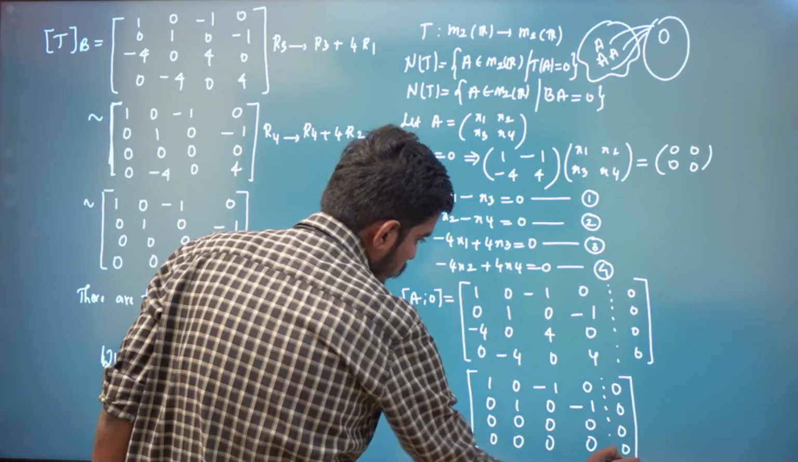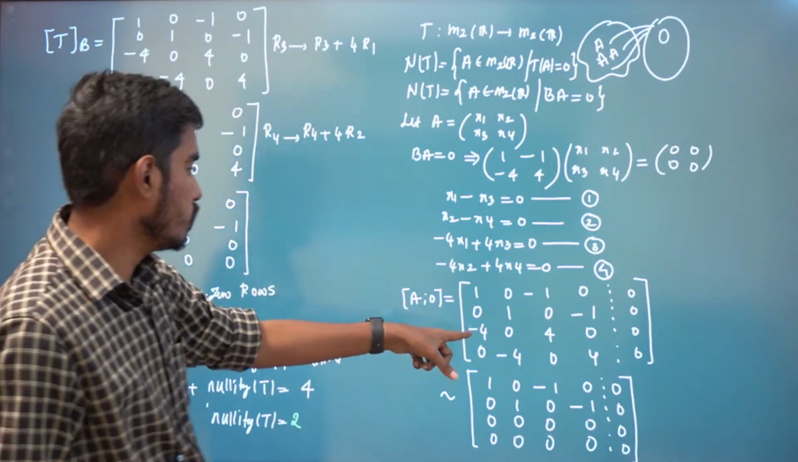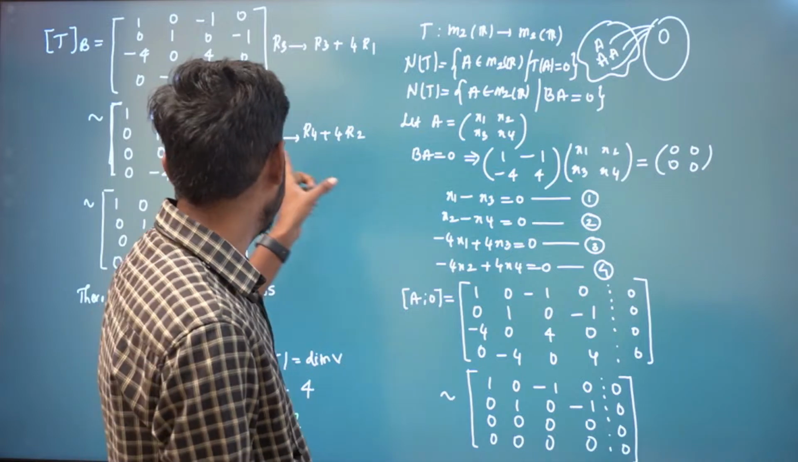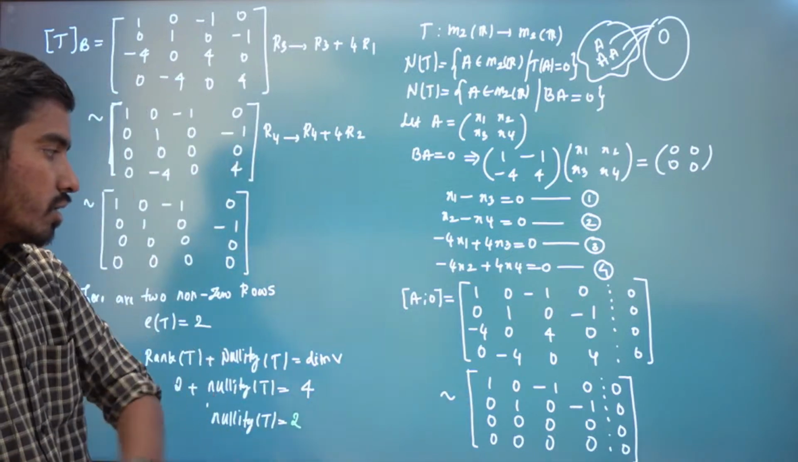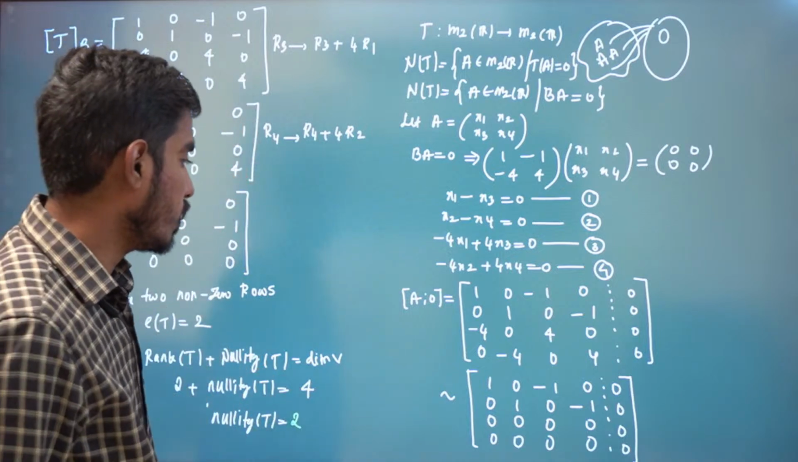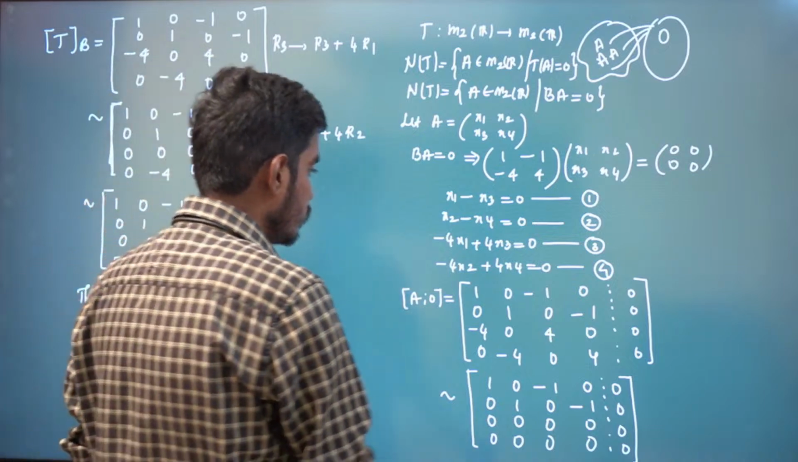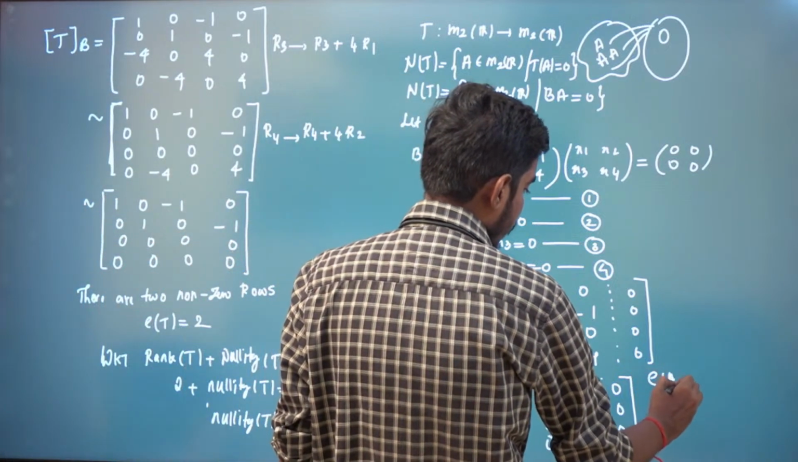Yes or no? You do the same operations. R3 is equal to R3 plus 4 R1. After that, you do this operation, you get the matrix. Now we can see this system reduces to row echelon form. It is in row echelon form, and you can see rank of A is 2. Rank of A is 2.